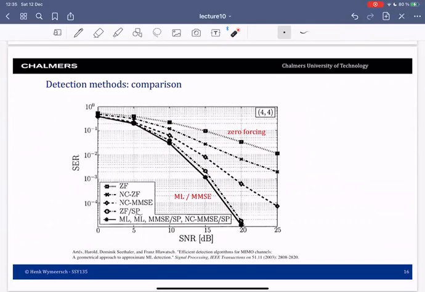All right, so this was a bit longer than expected, but let's take a break and then come back to the case where the channel is known at the transmitter as well.